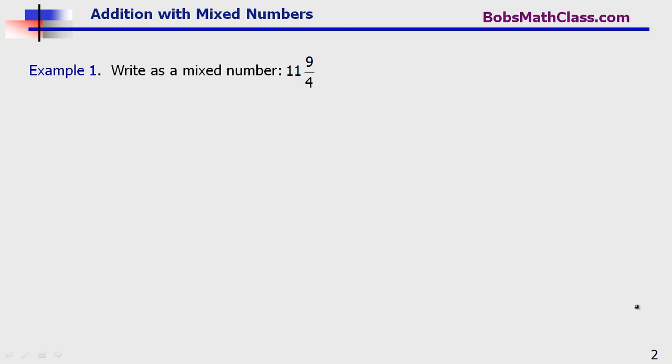Okay, so it looks like a mixed number, right? 11 and 9/4, but the problem is that 9/4 is not a proper fraction, it's an improper fraction. So we're going to have to change the 9/4 into a mixed number. So how do we change an improper fraction to a mixed number? That's right. We divide the bottom number into the top number. Divide the denominator into the numerator. So go ahead and divide 4 into 9.